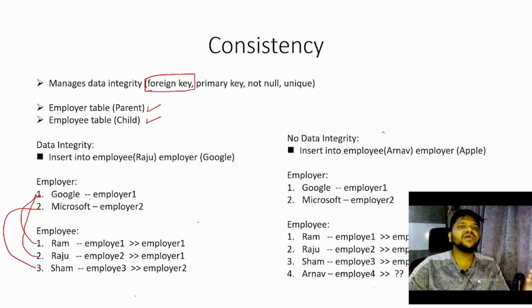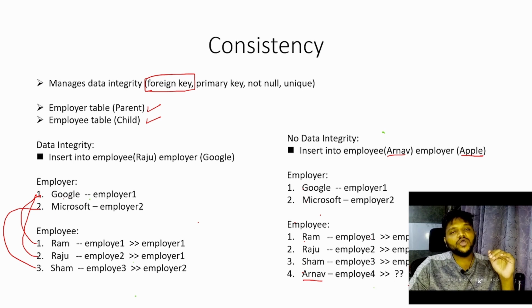Let's take an invalid example. Assume the database is not following data integrity. Insert into employee Arnav, employer is Apple. In my employer table, there are only two employers, Google and Microsoft. There is no Apple. In the employee table, Ram is present, employee 1 with Google, Raju with Google, Shyam with Microsoft. Arnav, if let's say the database is not doing a validation, if it is not following the integrity standards, if it is not following the constraints that I have set, I am inserting Arnav.